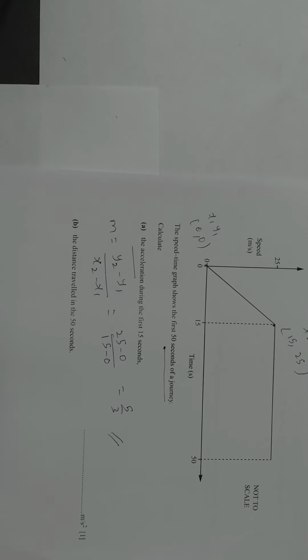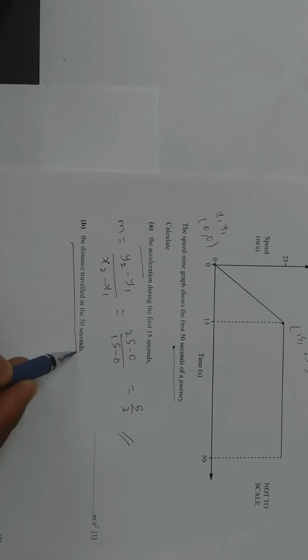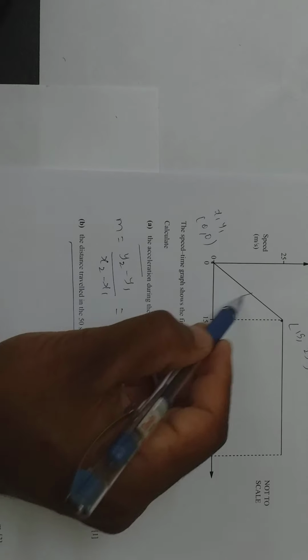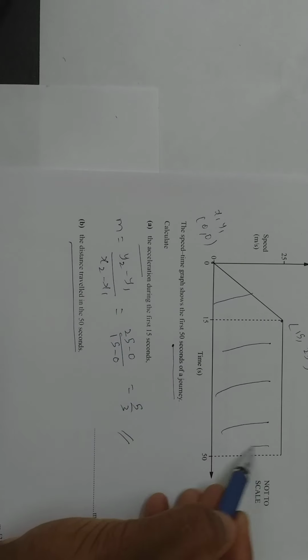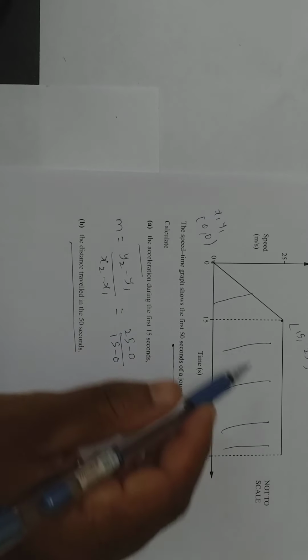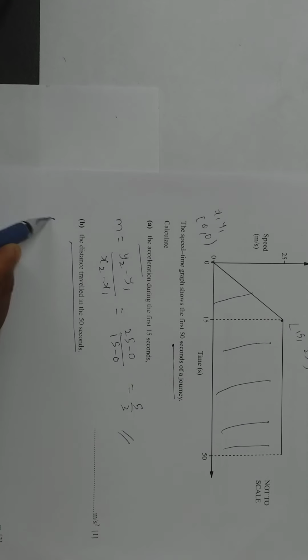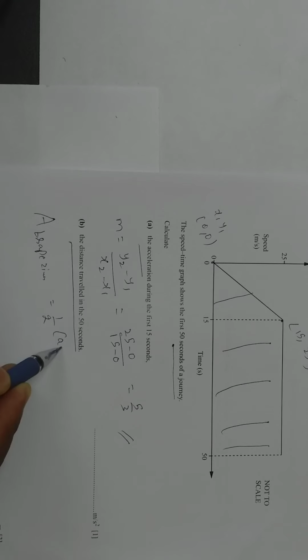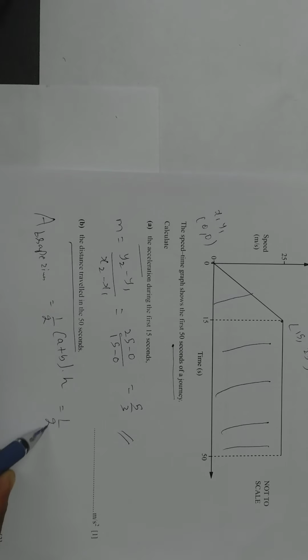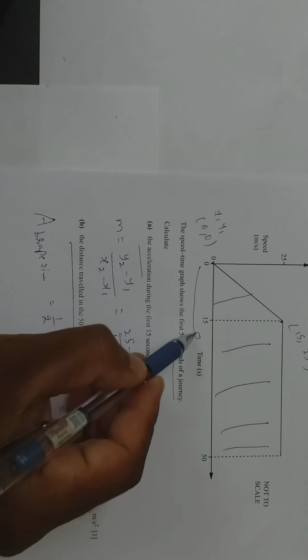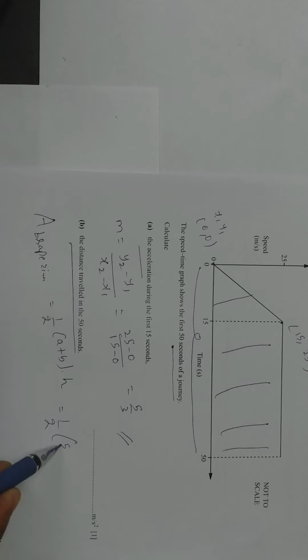Next is distance traveled in 50 seconds. The distance traveled is nothing but the area under the graph. So what is the shape of it? Trapezium. So area of trapezium equals half a plus b into h. So that is equal to half. What is a? This entire thing will be a, which is 50.